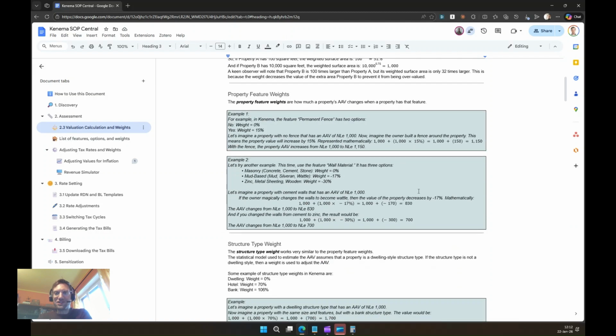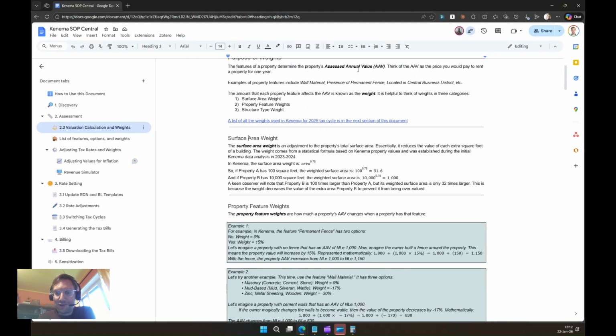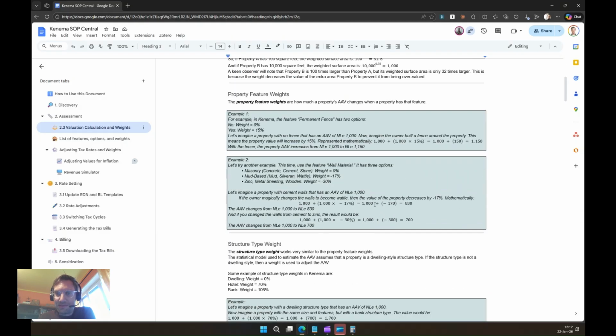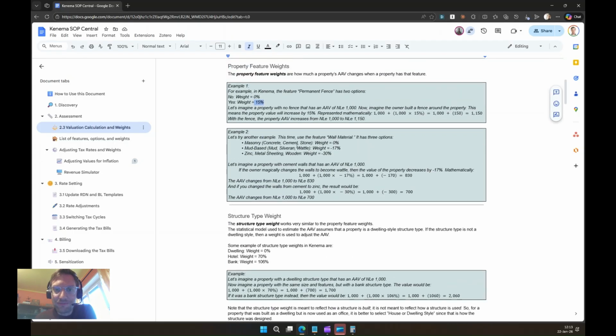Now we have the property feature weights. The property feature weights are how much the property's annual assessed annual value changes when the property has that feature. So we have this example. Let's say permanent fence. Permanent fence has two options: no and yes. When there's no permanent fence, it has zero impact on the property value. When there is a permanent fence, it has a 15% increase on the property value.